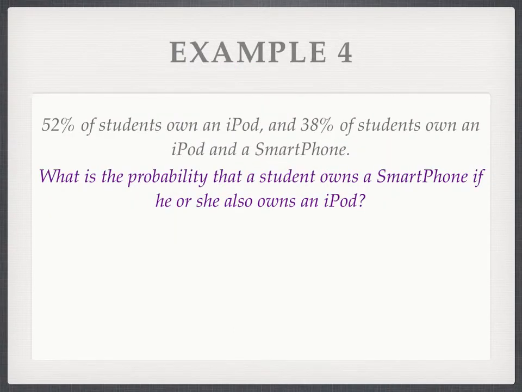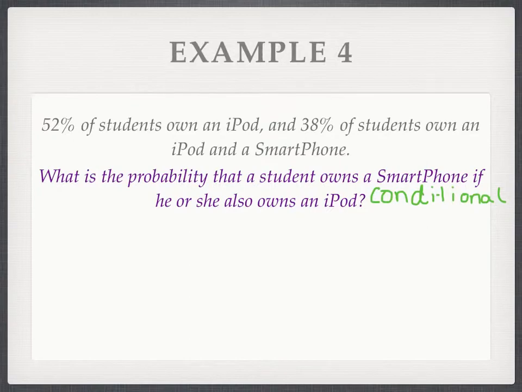Okay, this one's a little bit strange. Let's suppose I know 52% of students own an iPod and 38% of students own an iPod and a smartphone. And I want to know what's the probability that a student owns a smartphone if he or she also owns an iPod. So this question is a conditional probability. It's saying under the condition that we know they own an iPod, what are the chances that they own a smartphone as well? Okay, but this one's a little bit weird to think about.